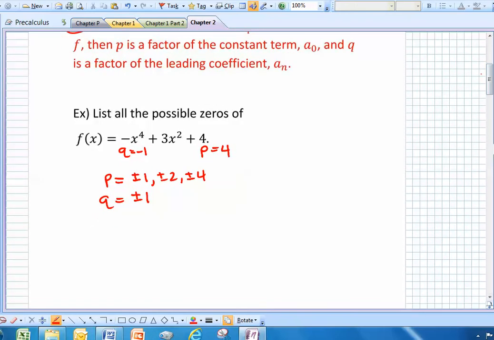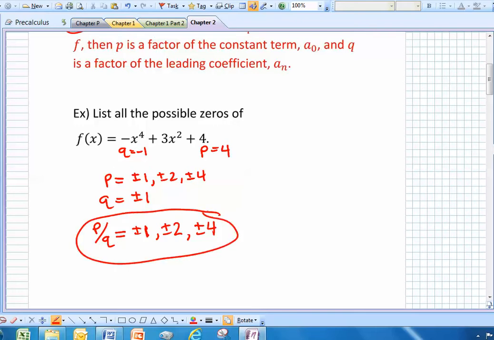Then what you want to do is make a list of all the ones you get if you divide each factor of p by each factor of q. So for example, 1 over 1 is 1. 2 over 1 is 2. And 4 over 1 is 4. So basically I took each factor of p and divided it by each factor of q. Well, in this case, since there's only plus or minus 1 as the factor of q, notice the list of p over q was the same as p. So these are all the possible zeros for this function.